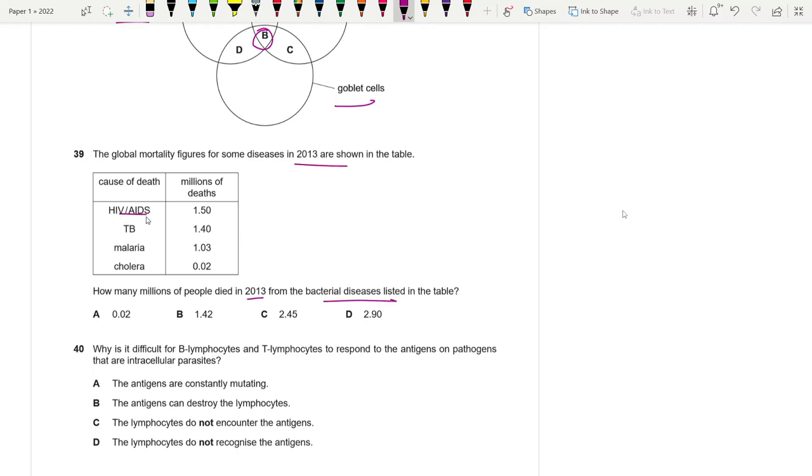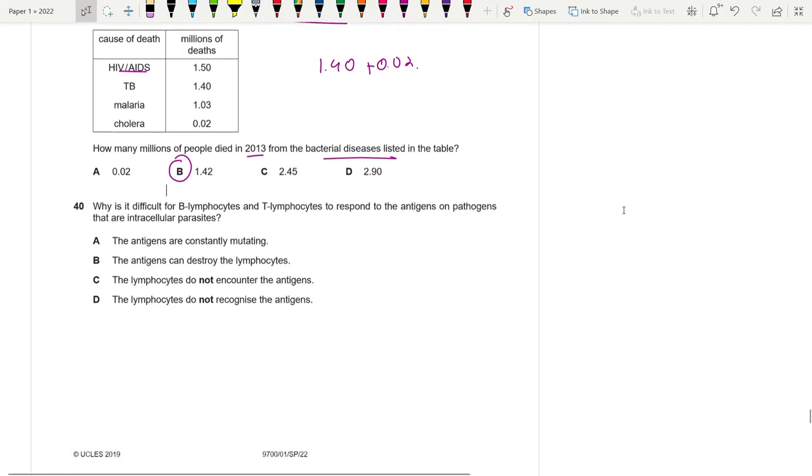Okay, this is a virus. This is bacterial. 1.40. Malaria is caused by Protoctist. Cholera is caused by Vibrio cholerae. Okay, it is also a bacterium. So it should be 1.42 in total, 39B. Why is it difficult for B lymphocytes and T lymphocytes to respond to antigens on pathogens that are intracellular parasites?